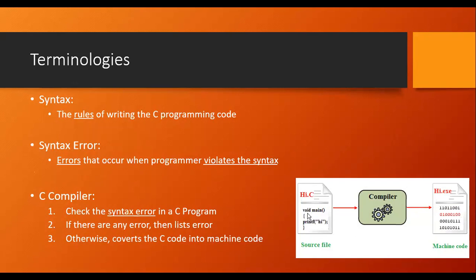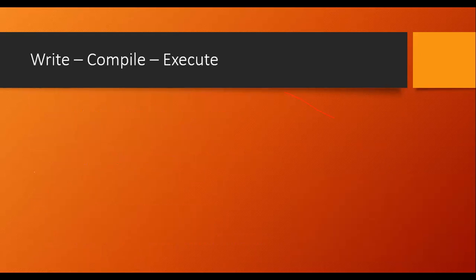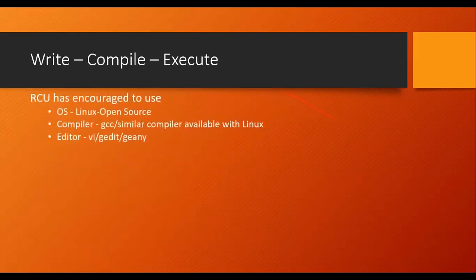This conversion from the source file, that is the C program, to the machine code will be done by whom? It will be done by the compiler. If it has to convert, then it should be free from errors. In order to clearly explain the entire process, I will go through another slide and explain it more elaborately.